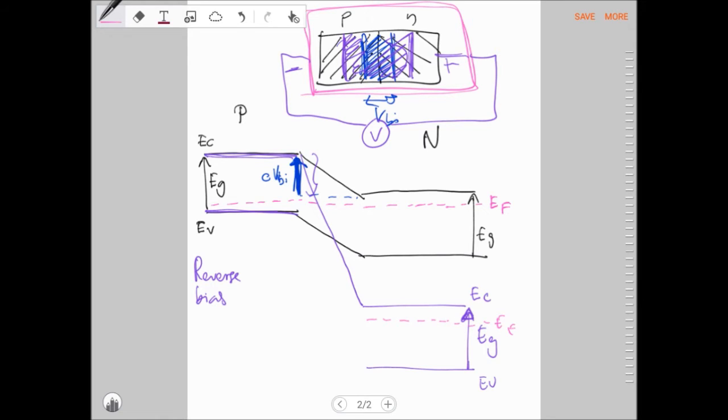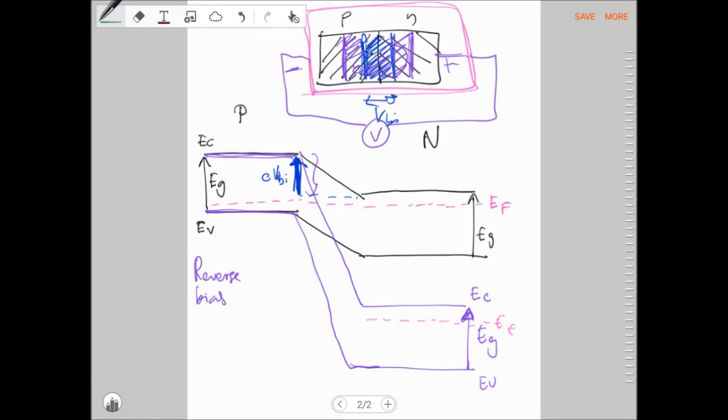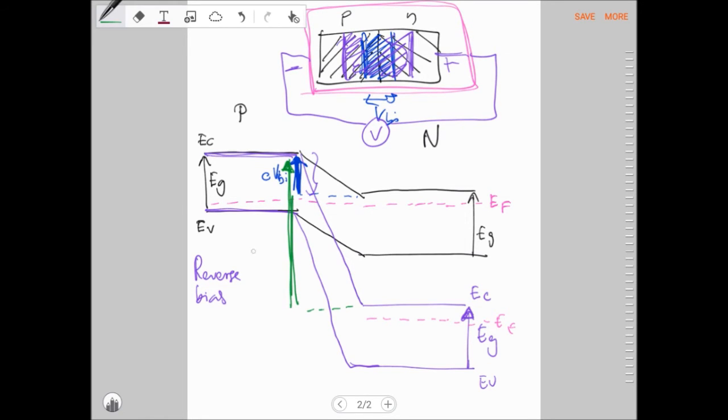Okay, so what happens in the middle, you just need to connect the two energy band diagrams. So the purple line here is the energy band diagram for reverse bias. I purposely drew it on top of the zero bias so that you can see the difference. So the difference in the potential here, if I draw the difference here, you can see that it has become greater.